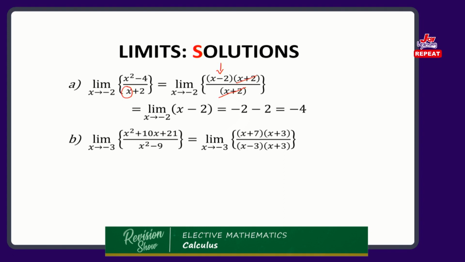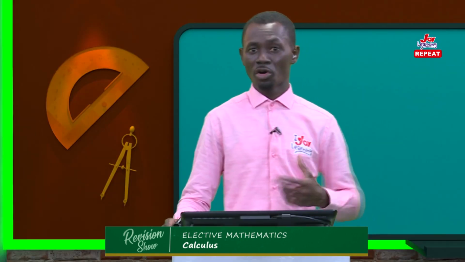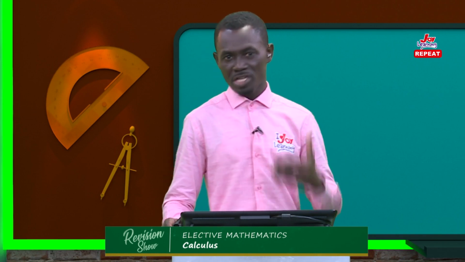So when we factorize x squared plus 10x plus 21, we get x plus 7, x plus 3. If you're in your first or second year and you do not know how this occurred, I would encourage you to visit the Joy Learning TV channel on YouTube, and please go over the topic quadratic functions.